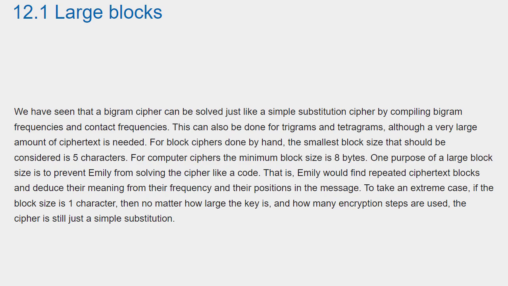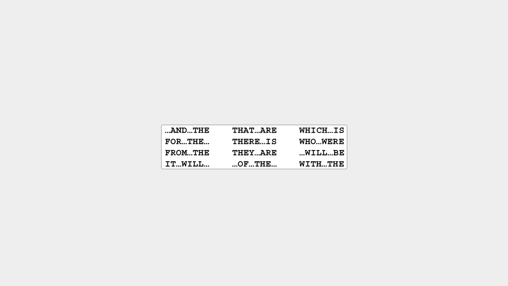One purpose of a large block size is to prevent Emily from solving the cipher like a code. That is, Emily would find repeated ciphertext blocks and deduce their meaning from their frequency and their positions in the message. To take an extreme case, if the block size is 1 character, then no matter how large the key is and how many encryption steps are used, the cipher is still just a simple substitution.